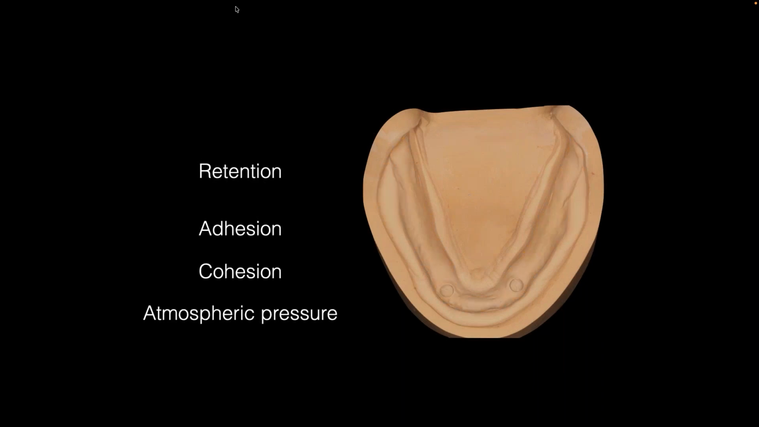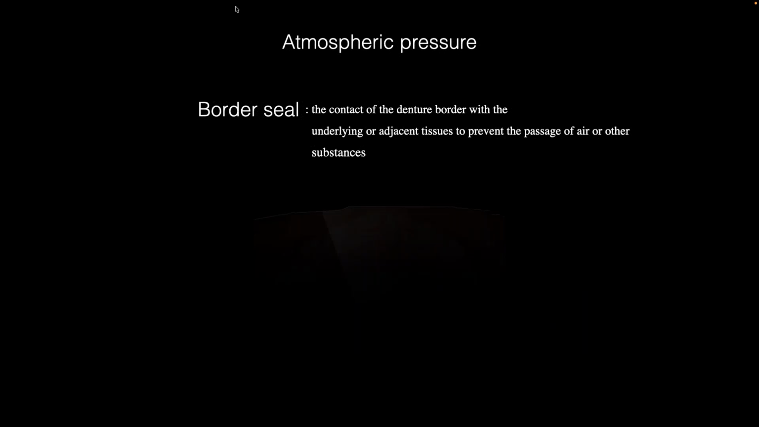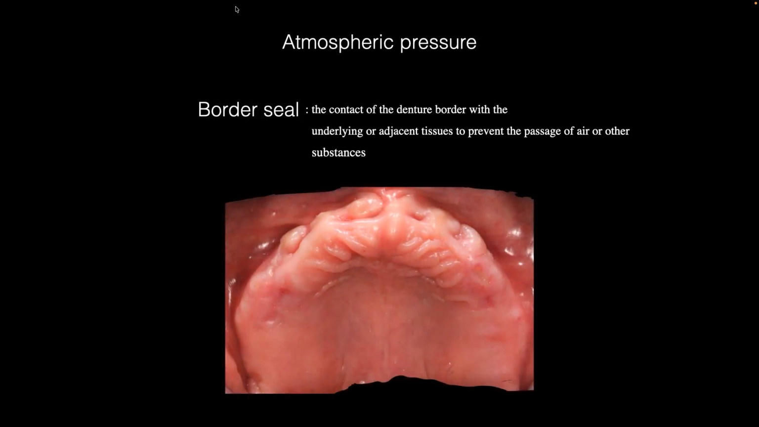What about retention? Remember in dental school, everybody's so freaked out about adhesion and cohesion. Oh yeah, adhesion and cohesion are the core principles of denture retention. Well, they're not. They play a role in the retention of the denture, but they are not the primary source of retention. The primary source of retention is actually the atmospheric pressure, or what we call the all too familiar border seal. If we have proper border seal, we have proper retention for our denture.